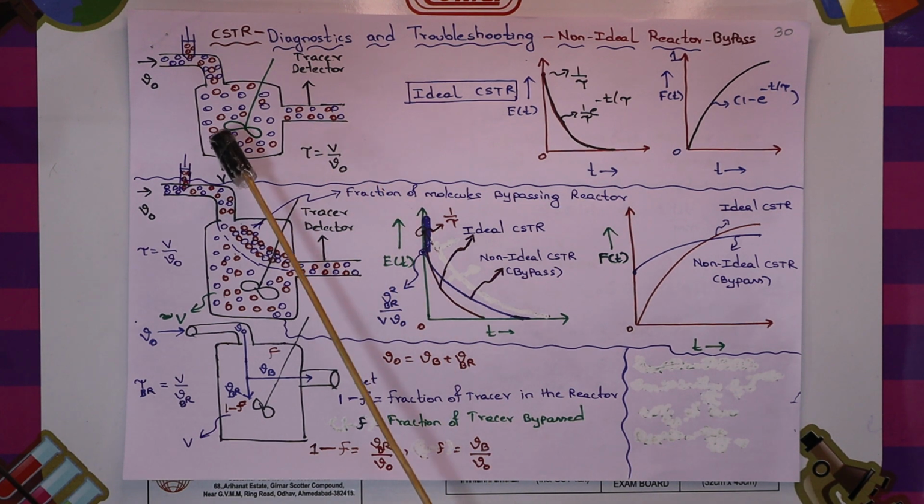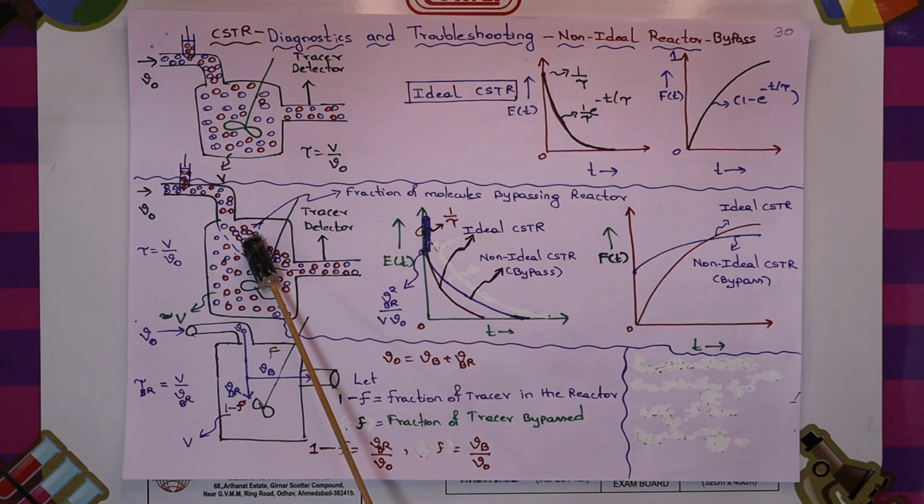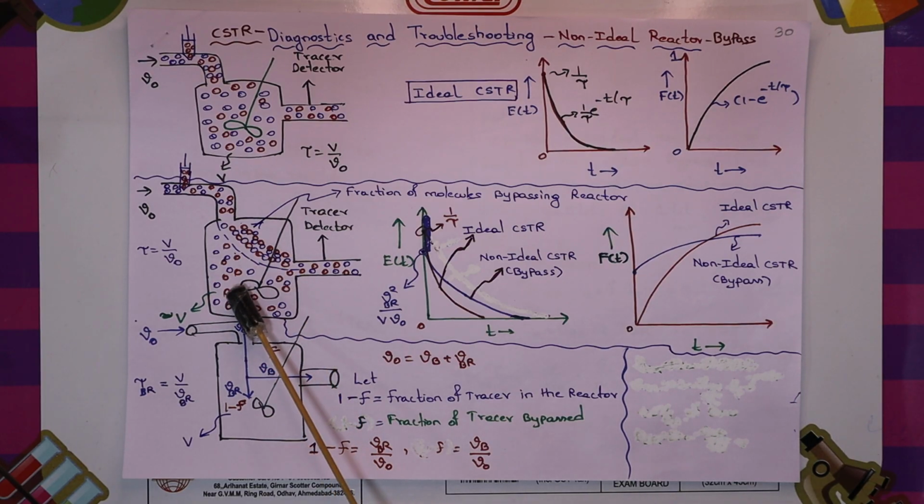Now imagine there is a non-ideality existing in the CSTR, which is called bypassing. That means there are bypassing effects. Through tracer curve experiments, people have found that there are certain molecules which immediately exit the reactor, and there are certain molecules which go through the overall volume of the reactor. This is called bypassing.